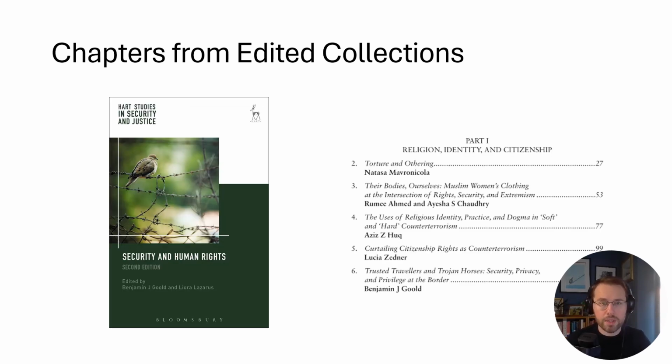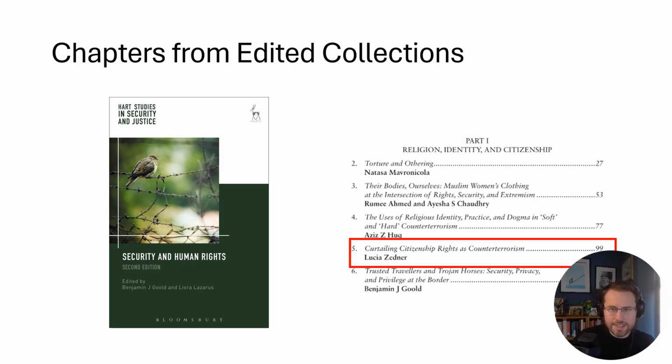So an example here: here's an edited collection known as Security and Human Rights. And this is the second edition of this book. And this is edited by Benjamin J. Gold and Leora Lazarus. And let's say we want to cite this chapter here by Lucia Zedner, which is known as Curtailing Citizenship Rights as Counterterrorism. So how do we cite this?